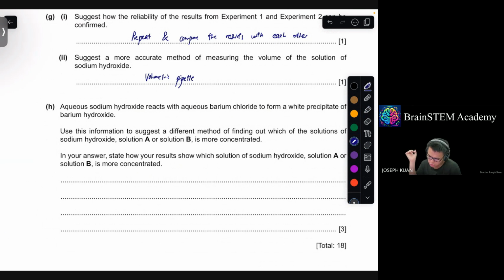Now, H. Aqueous sodium hydroxide reacts with aqueous barium chloride to form a white precipitate of barium hydroxide. Using this information, suggest a different method of finding out which of the solutions of sodium hydroxide, solution A or solution B, is more concentrated. In your answer, state how your results show which solution of sodium hydroxide, A or B, is more concentrated. This is a precipitation reaction. We haven't changed the sodium hydroxide just yet.